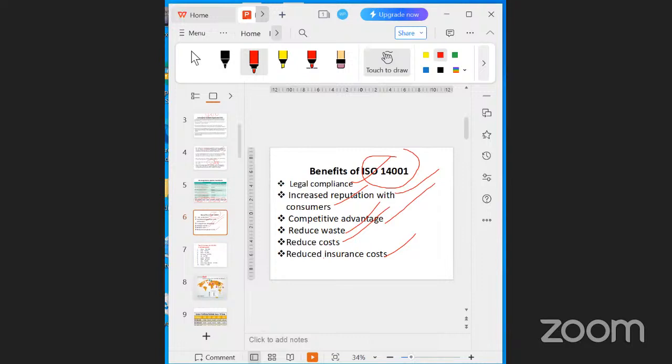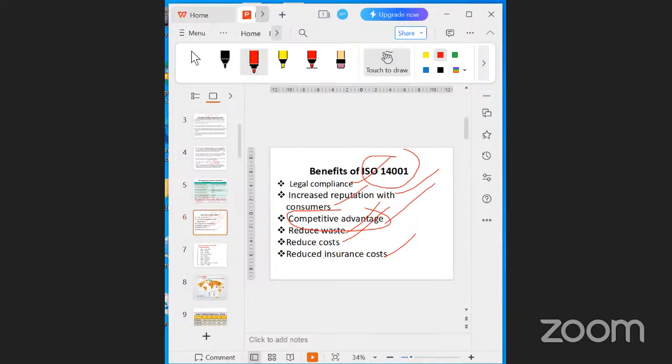The next one is increased reputation with consumers. More and more consumers are going green, with half of digital consumers saying environmental concern impacts their purchasing decisions. So getting ISO 14001 certified shows your customers that you have an active commitment to reducing your environmental impact.